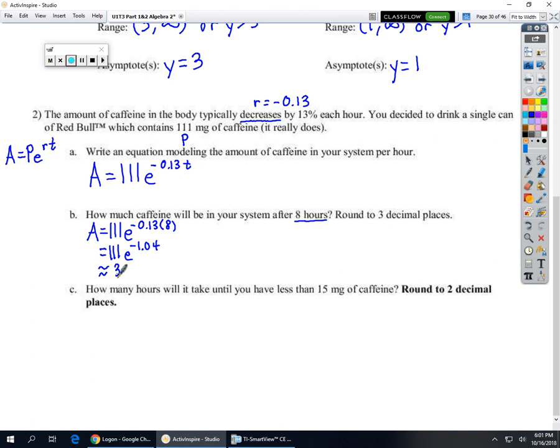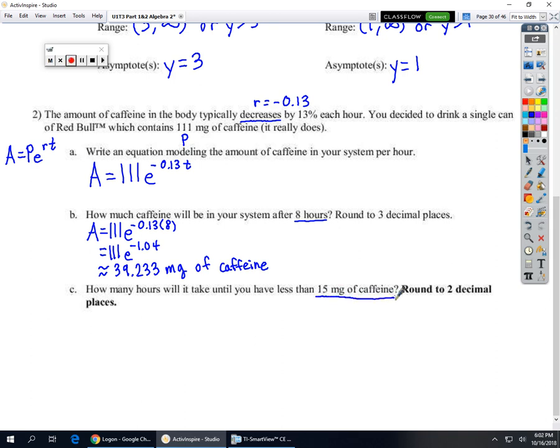So 39.233. So how much caffeine? And that's in milligrams. So 39.233 milligrams of caffeine. Right? And now the last thing it asks is how many hours will it take until you have less than 15 milligrams of caffeine, and then round to 2 decimal places.